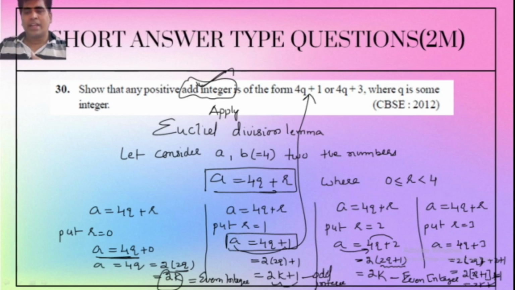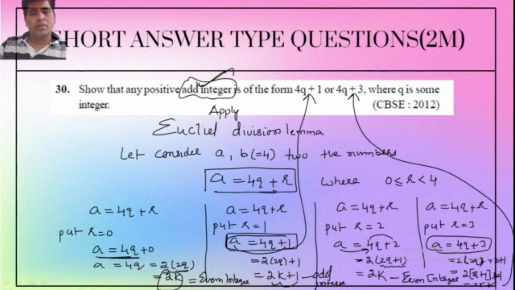So this is again an odd form, because it is 2k plus 1. So this can be taken. So the a value is how much here? 4q plus 1 and 4q plus 3. So only these two are the numbers that are odd integers.